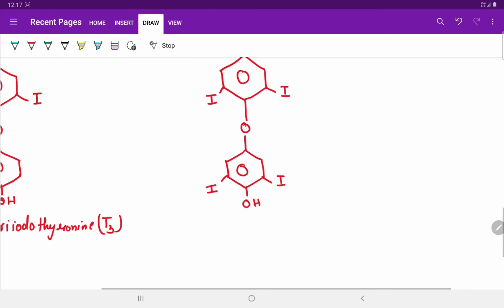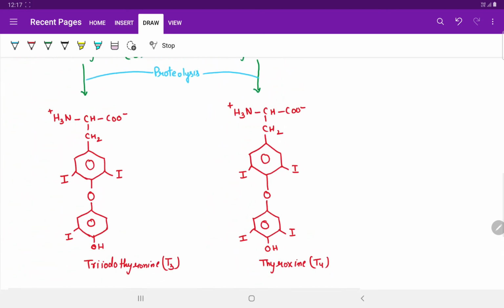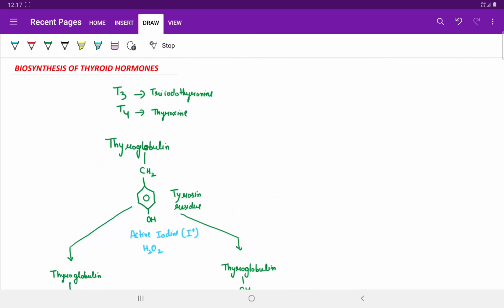So this is thyroxine, the T4 hormone, also known as tetraiodothyronine. So these are the two structures of T3 and T4 hormones, and this is all regarding the metabolism of tyrosine, in which the synthesis of thyroid hormone is accomplished. So I hope students now the synthesis of T3 and T4 hormones is clear to you.